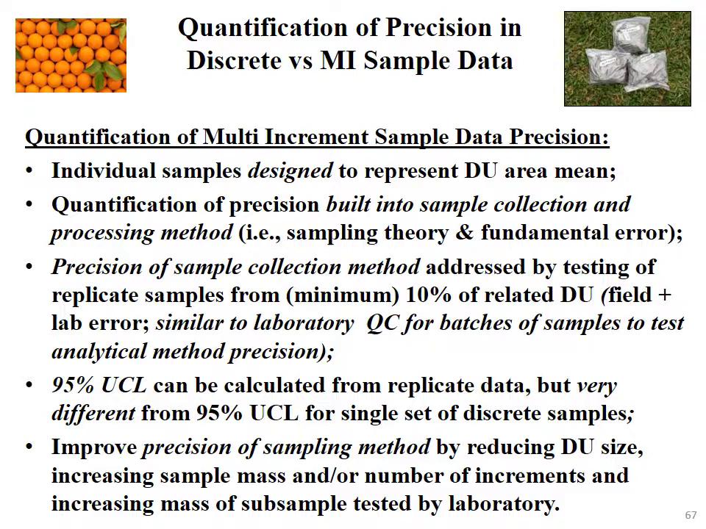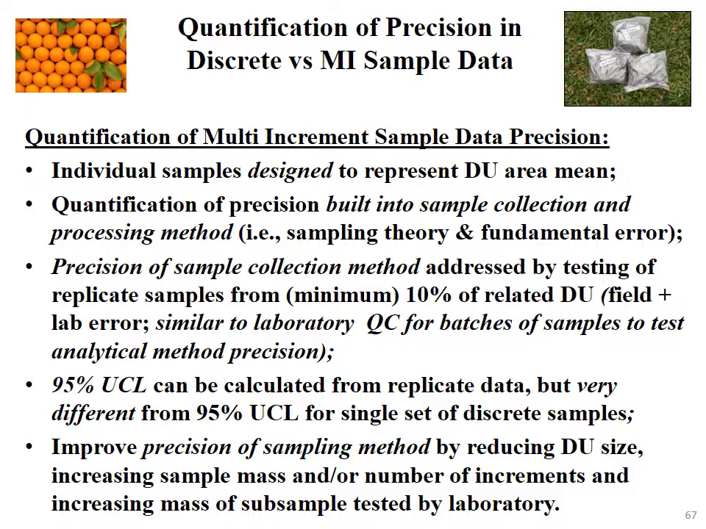This 95% UCL that you can calculate from a set of triplicate data is an add-on to testing the precision of your data. In this case, now you're also addressing the field precision. That's really the main thing it's going to be addressing anyway, a closer look at the field precision of your sample data. So it's very different from a discrete 95% UCL. And you can improve the precision of your sampling method for MI sampling methods by reducing DU size, increasing sample mass, or increasing the number of increments, increasing sample mass tested by the laboratory and such.